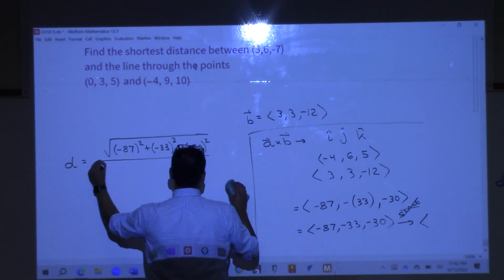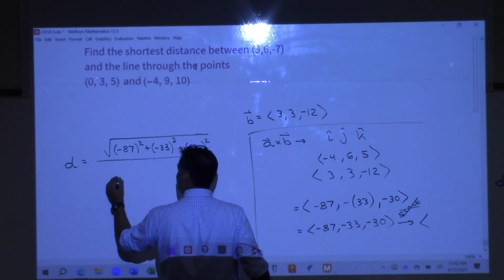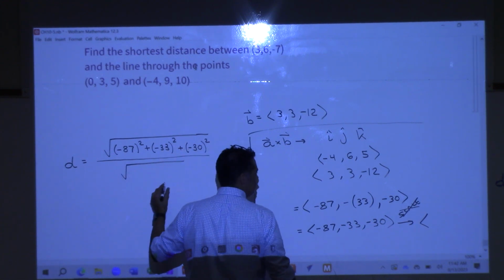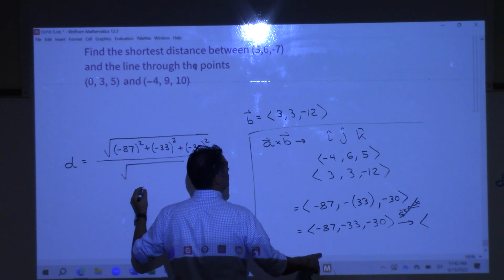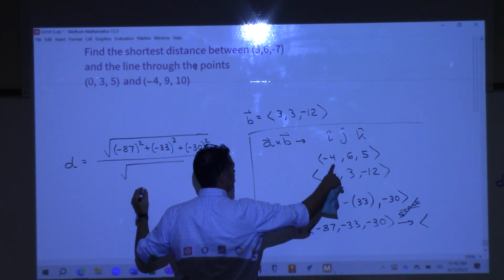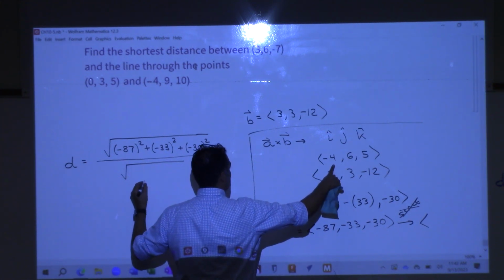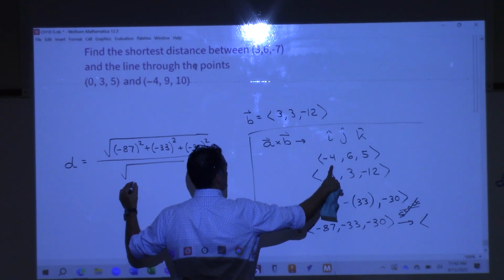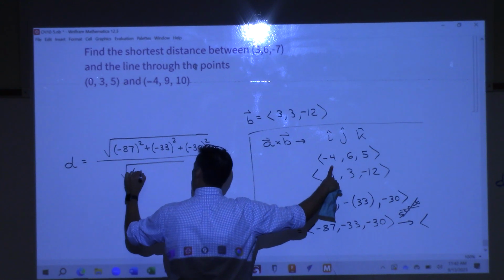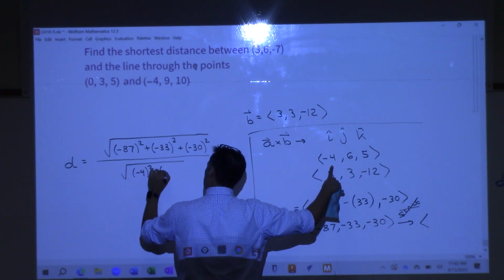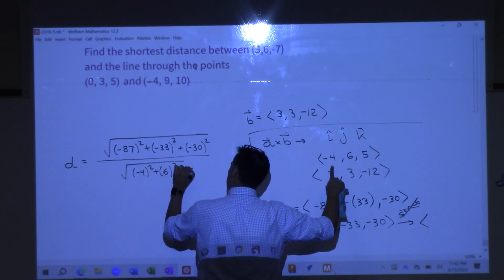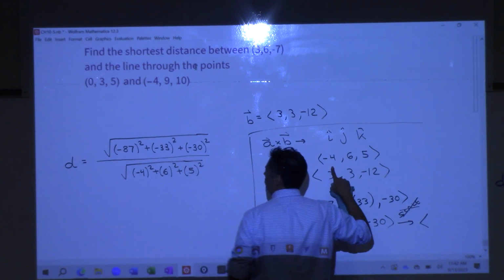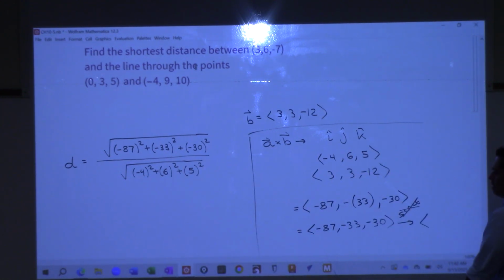How many digits do you want? 2, 1, 1, doesn't matter. 98? Yeah, it's 97.7, or 97.8. So this was A, right? Okay, so negative 4 squared plus 6 squared plus 5 squared. There we go. So it's the length of the cross product divided by the length of A.